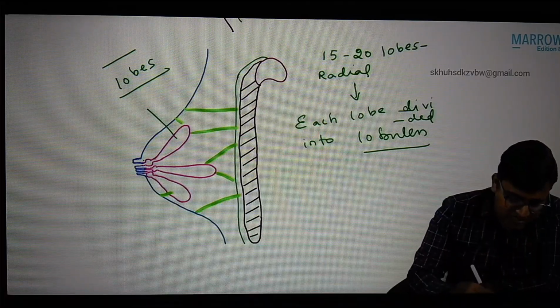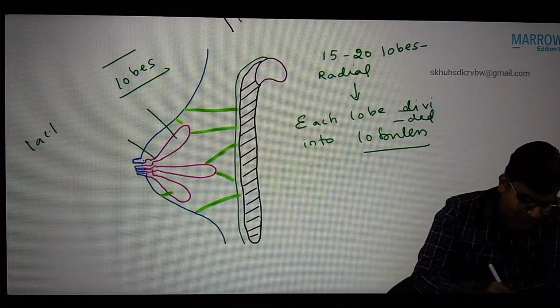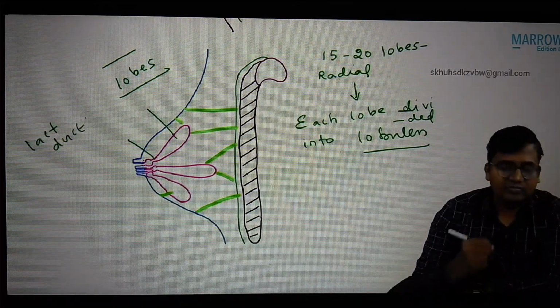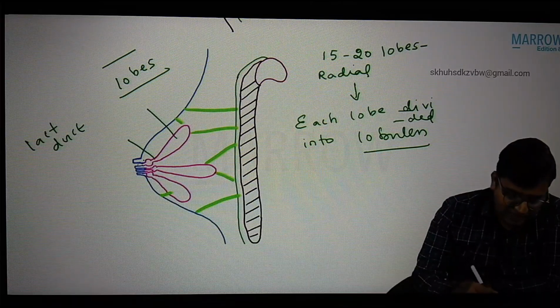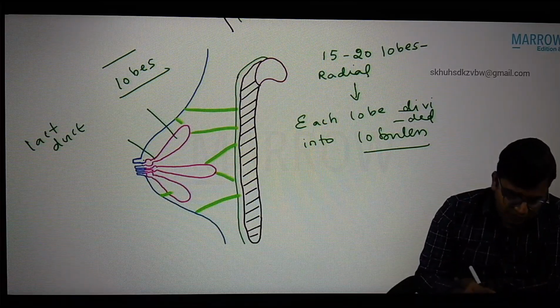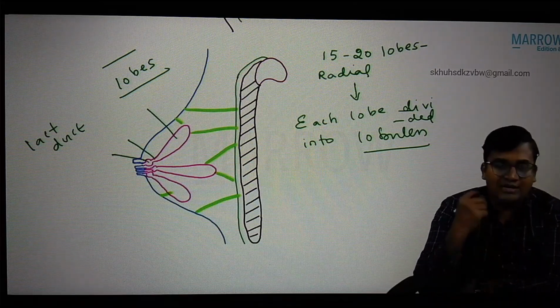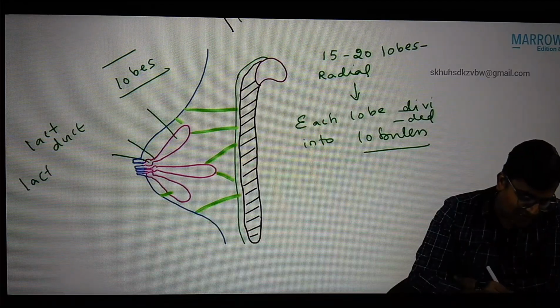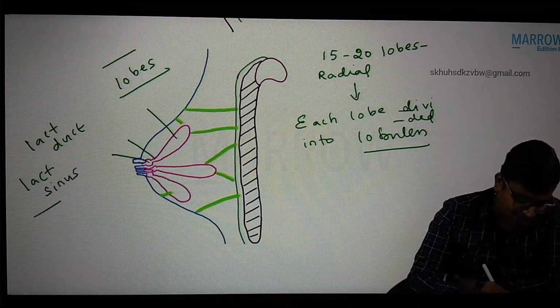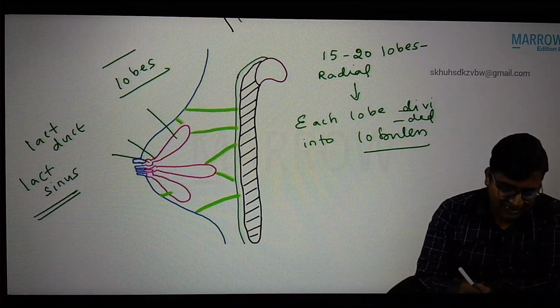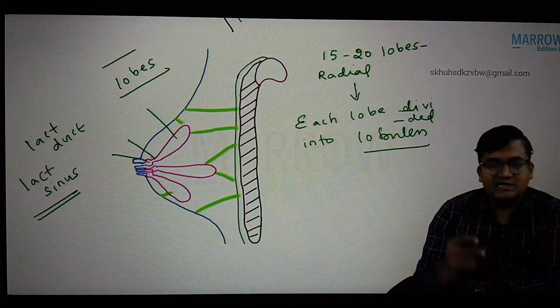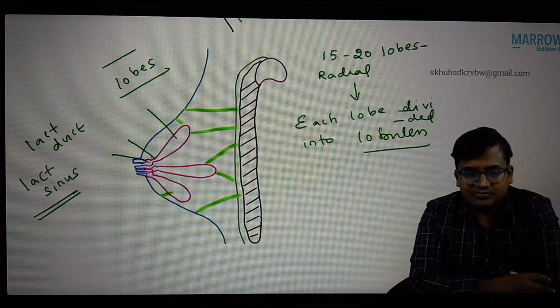Then each lobe is drained by a lactiferous duct. Now, this lactiferous duct, before piercing the nipple, forms one small dilatation, called the lactiferous sinus. The lactiferous duct dilates to form the lactiferous sinus before piercing the nipple.